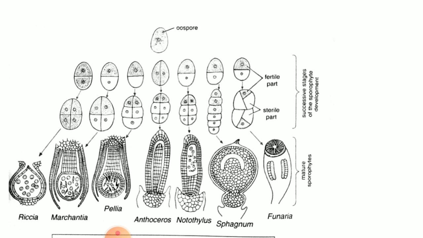The seta also helps in spore dispersal. So, this is the mechanism of spore dispersal in the important genera of Bryophytes.